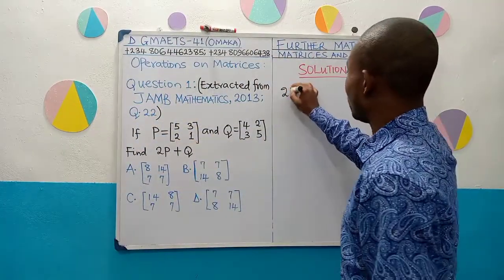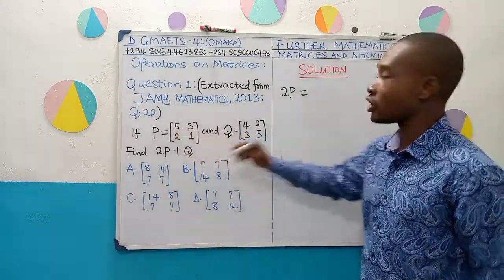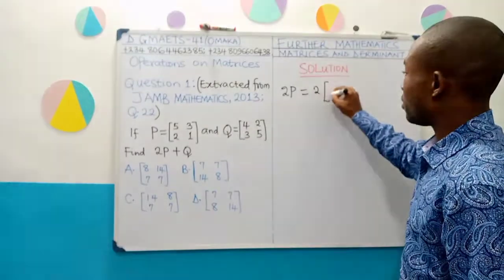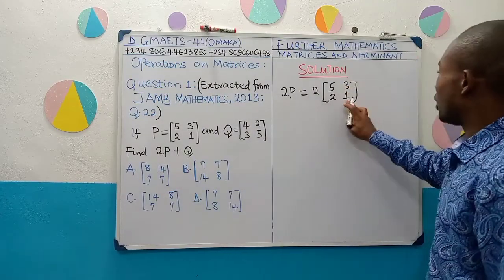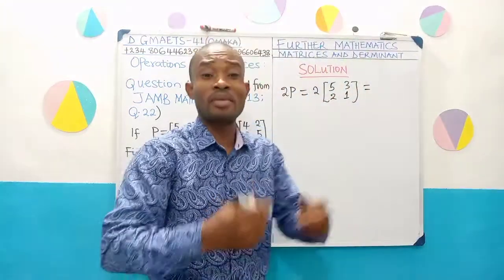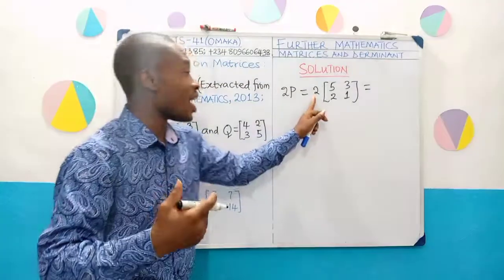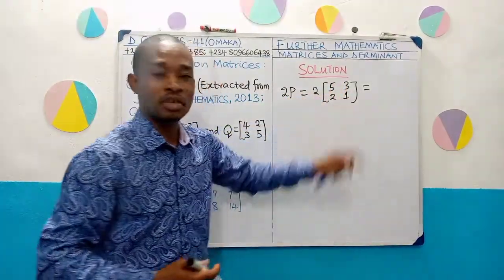So 2P is simply going to be 2 times the matrix P, which is going to be 2 times the matrix 5, 3, and then 2, 1. So let's multiply and see. Whenever you're using a number to multiply a matrix, we refer to that number as a scalar. The scalar will multiply each element of the matrix.